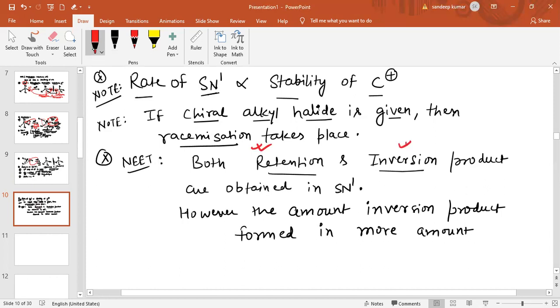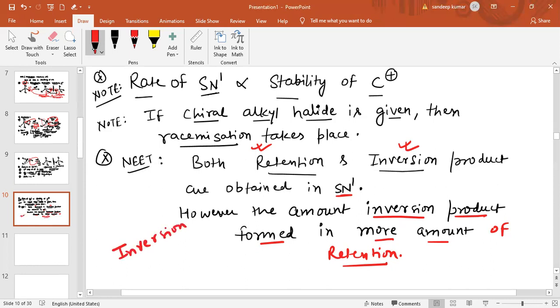Both retention and inversion products are obtained in SN1, but the amount of inversion product is slightly greater than the amount of retention product. So inversion product is greater than retention product in SN1. Please note this point.